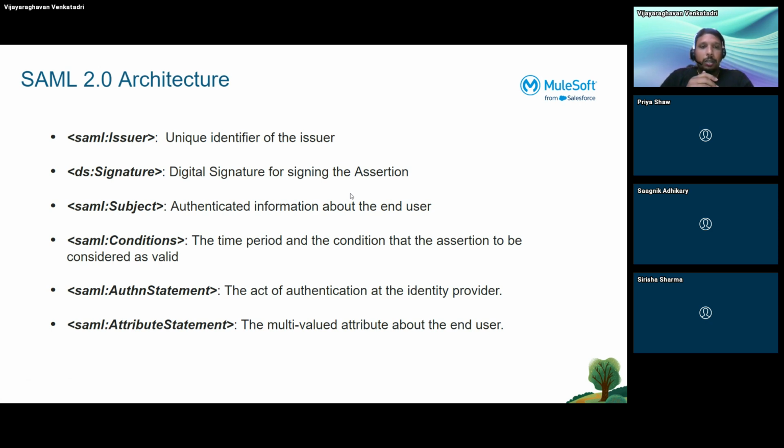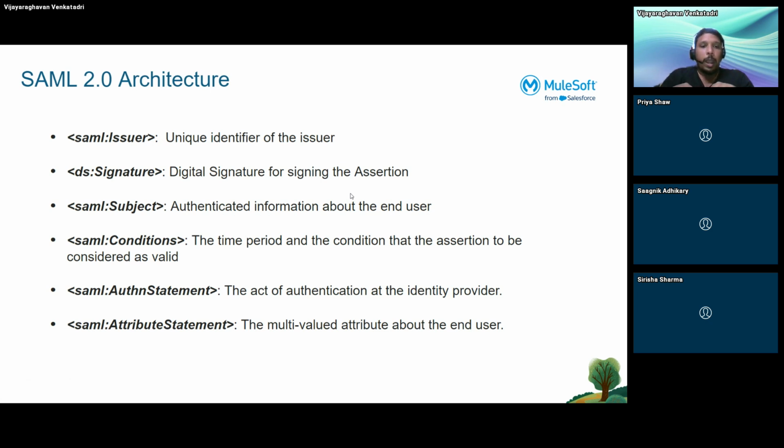And then there's a condition, which says under what condition this particular assertion is valid. It could be a time frame, say valid from 10 a.m. to 11 p.m., or 10 a.m. to 10:30 a.m., which would be 30 minutes of validity for this assertion. And then there's the authentication statement. It says what type of authentication has been made, whether it is password-enforced authentication or key authentication. So there will be a number of authentication types, and that information will be saved.